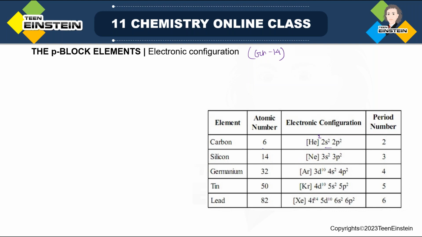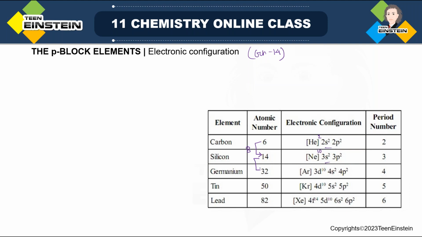The next one, silicon. Now the atomic number, it is easy to remember. What you have to do, you just have to add 8. Why 8? Because 2s2 2p6, 8 more electrons will be added, then you will get 14. So that is why 8. Now when it is silicon, atomic number 14, the last noble gas is neon, having atomic number 10. That means 4 more electrons you have to place in 3s2 3p2, and period number is 3.